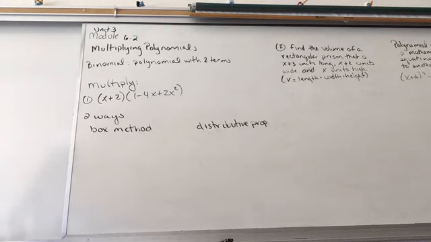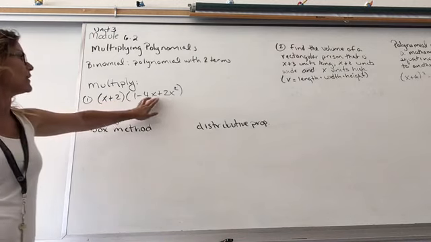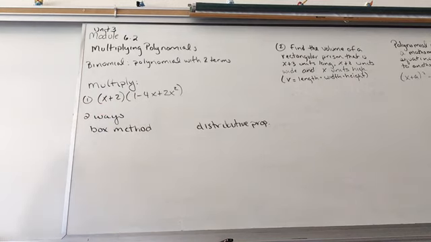You do not need to do both ways, but I do ask that whichever way works for your brain, you use that method continuously. So looking at this first example, this is a binomial times a trinomial. Two terms times three terms.